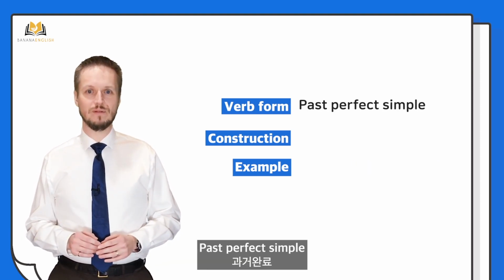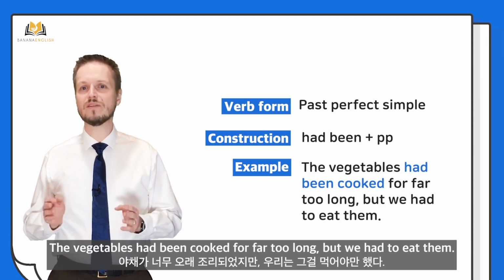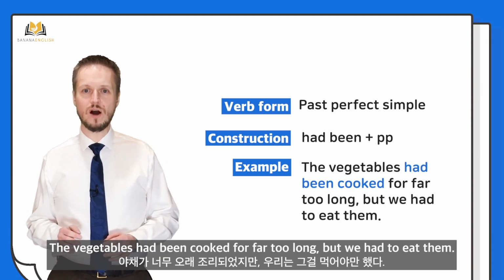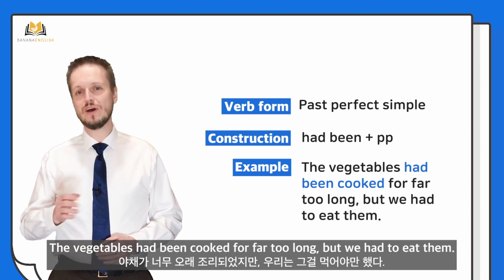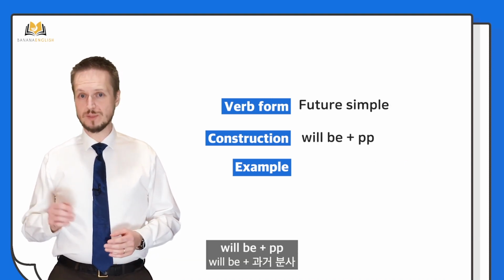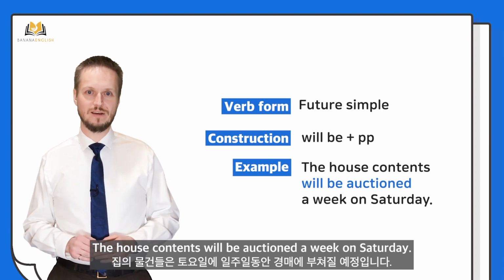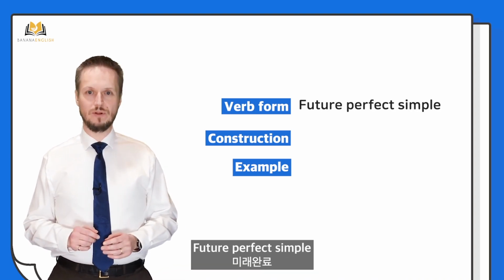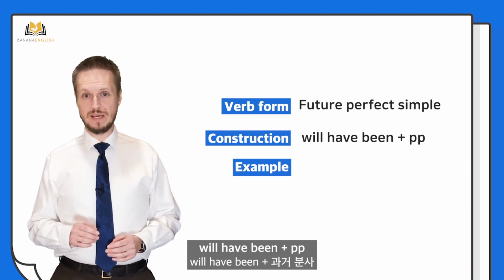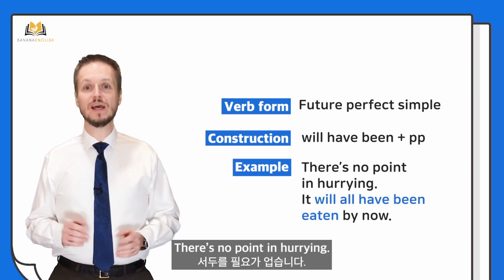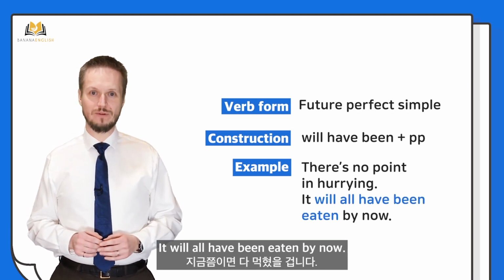Past perfect simple: had been plus PP. The vegetables had been cooked for far too long, but we had to eat them. Future simple: will be plus PP. The house contents will be auctioned a week on Saturday. Future perfect simple: will have been plus PP. There's no point in hurrying, it will all have been eaten by now.